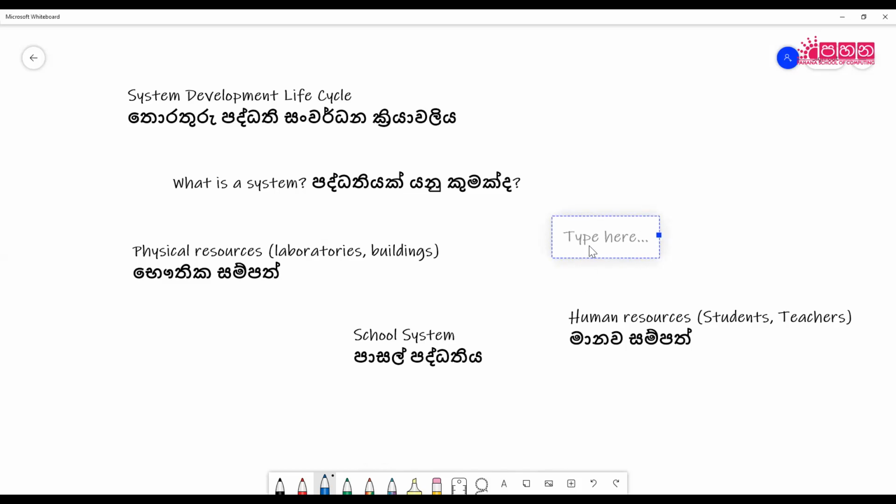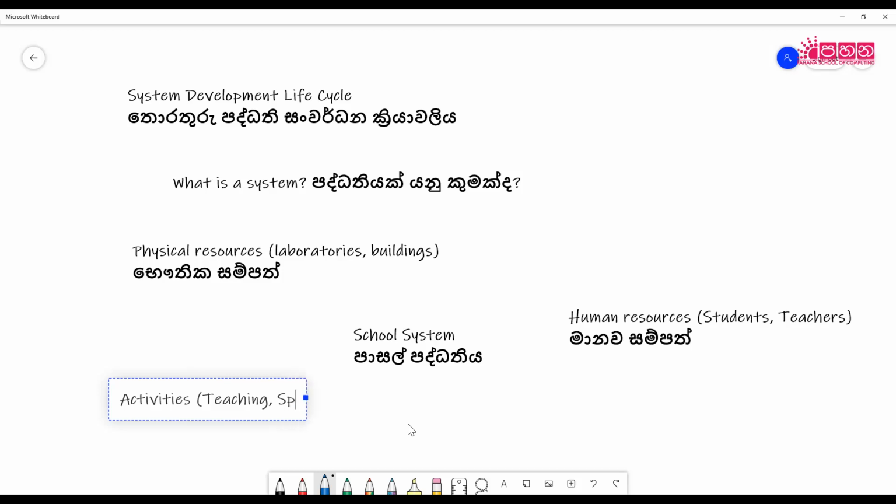What else? You have activities, right? You have activities. What are the activities? What kind of activities? Right, you have teaching, right? Sports, dramas. You have many activities. We call it ක්‍රියාකාරකම්, තියෙනවා එක එක දේවල් තියෙනවා.